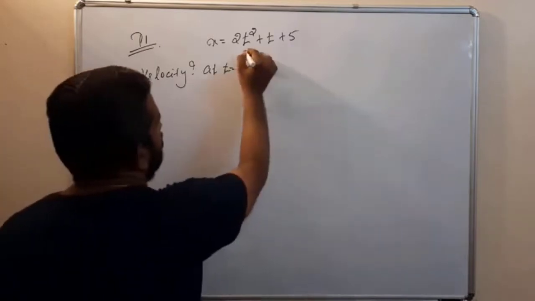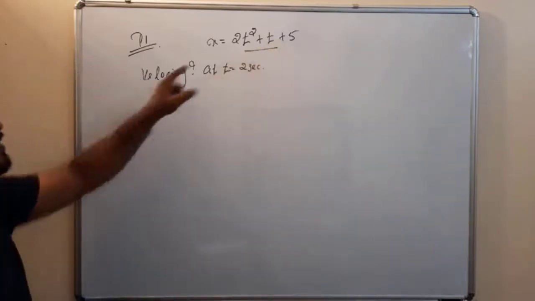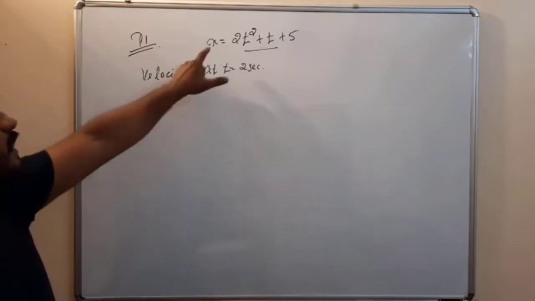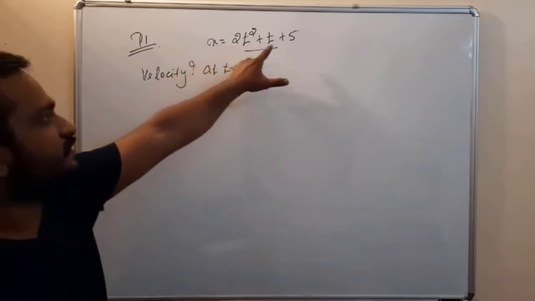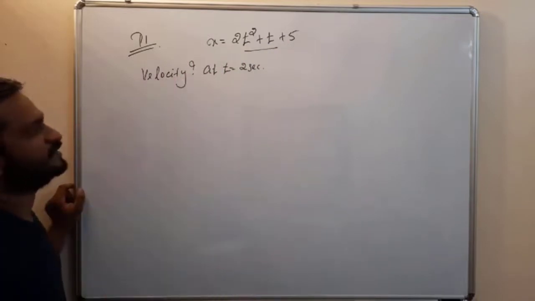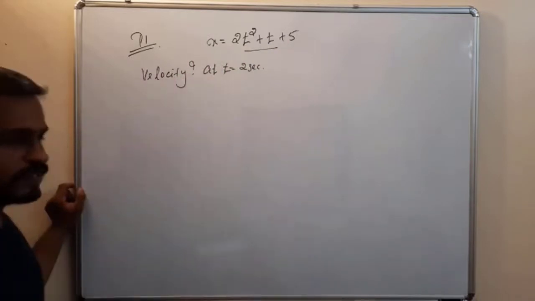So here the displacement is given in terms of time. The object is moving in a straight line, x is equal to 2t square plus t plus 5. So we have to find the velocity at t is equal to 2 seconds.